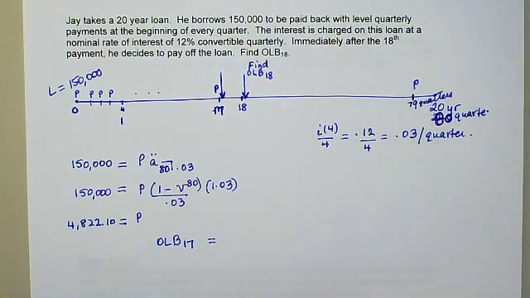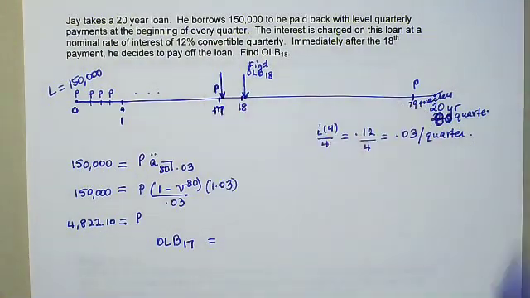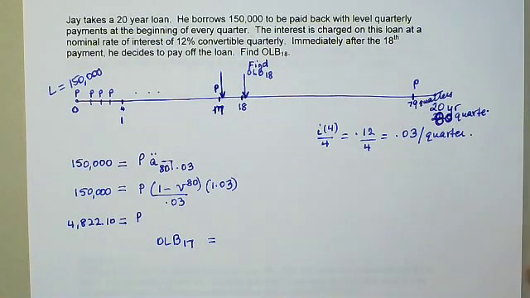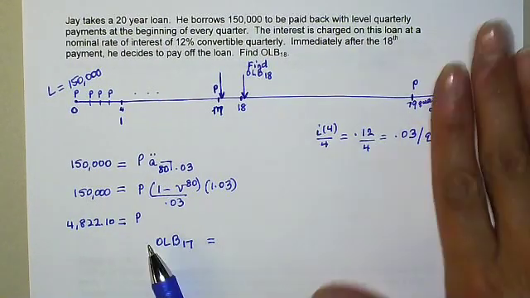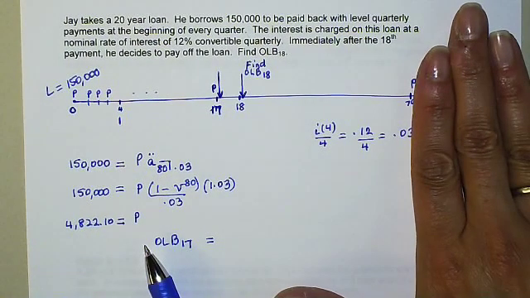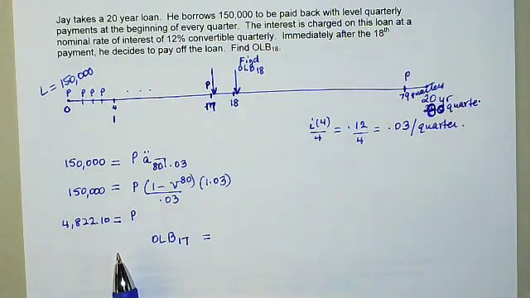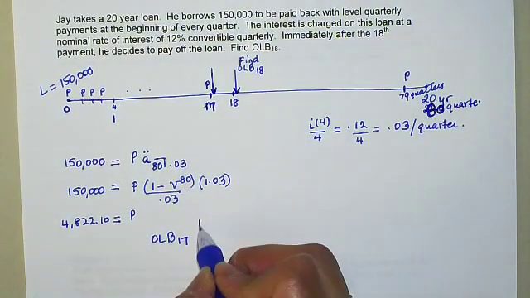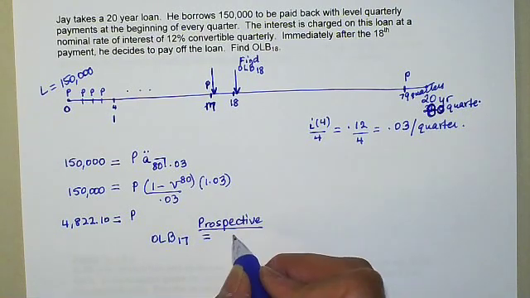Retrospective, prospective, let's do both. Let's start with prospective. If I'm standing at time 17, how many payments do I have left? The payment has already been made at time 17. How many payments do I have left? 62. 62 because the last payment is not at 80.